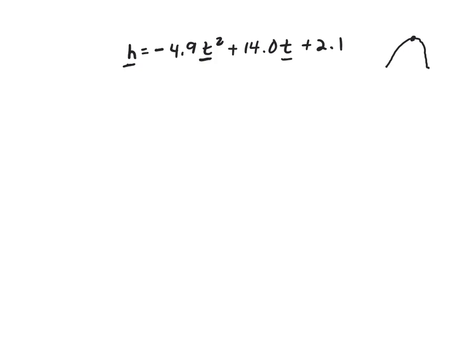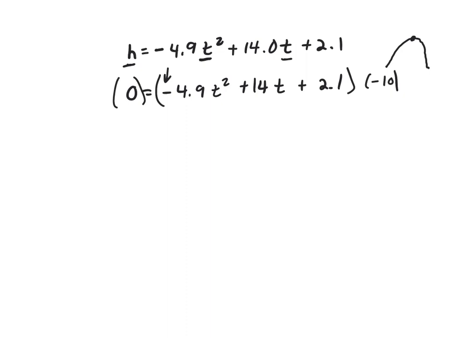Well, it's at 0. So this is 0 equals negative 4.9 t squared plus 14 t plus 2.1. And I do not like the leading coefficient of a quadratic to be negative, and I do not like the decimals. So I'm going to multiply every term on both sides by negative 10. And that will change the signs and move the decimal place one place to the right. So I get 0 equals a positive 49 t squared minus 140 t, because I multiply by negative 10, minus 21.